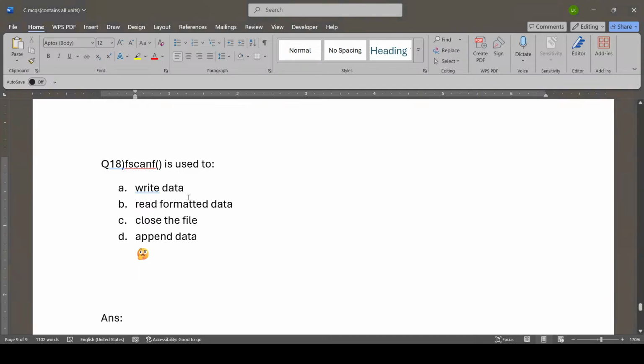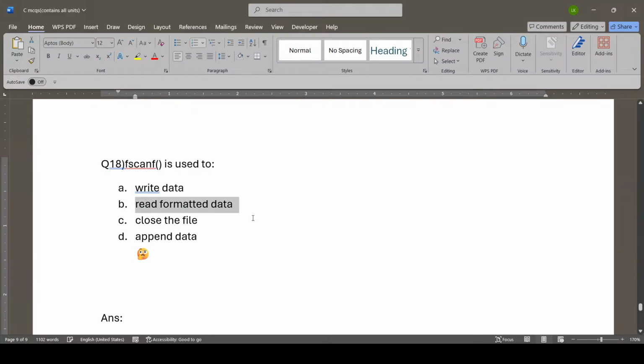Okay, question number 18 is fscanf. When you talk about scanf, it is that function which is used to get the input from the user. But when we add this letter f, then it becomes formatted scanf. It means a file contains some data records, and to read that, we use fscanf. So that's called reading the formatted data.